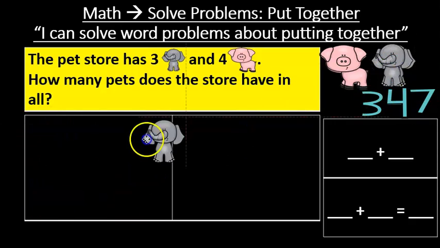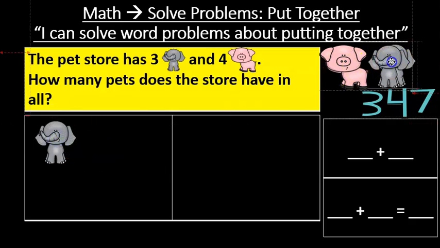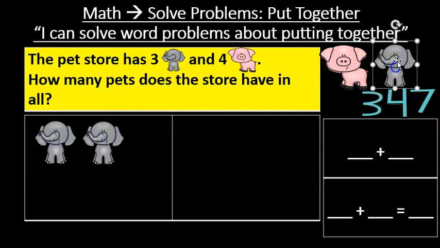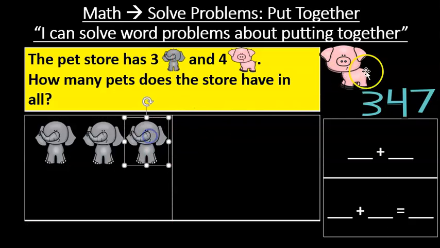Let's count. 1, 2, 3. We now have 3 elephants here, okay? Now we're done with this part. Now we have to do this part. Let's read it again from the beginning. Read it with me. The pet store has 3 elephants and 4 pigs.